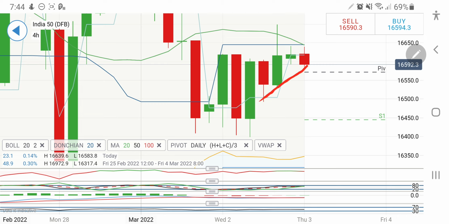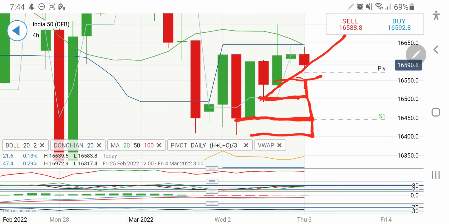Also look at this, it is still trying to make lower highs. So once it breaks this zone at 16,550, there you can go long, and you can expect it to again come back to tilt towards 16,500, 16,450. See, every 50 points it has got resistance, and below that 16,400.